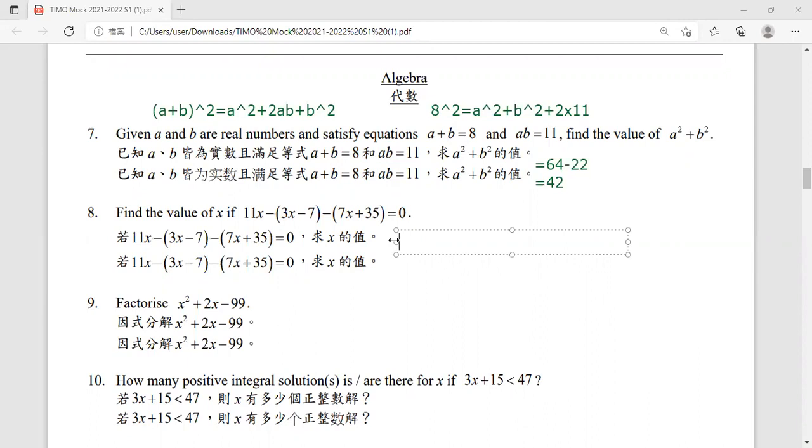Okay. This is another pattern for you. Just simplify it. But just bear in mind that the brackets don't make it 1 in the brackets. Okay. So I simplify this one will be 11x minus 3x plus 7x minus 35 equal to 0. So it's just x equal to 28. Yeah, x equal to 28. This is simple for you.